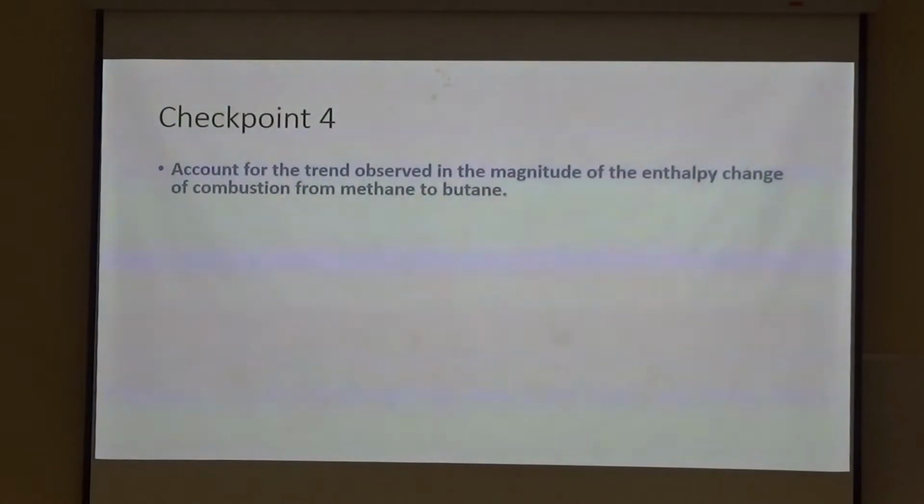Okay, this is talking about the combustion. If you look at page 6 of your lecture notes, all the combustion values are given there, and you notice that there is actually a trend, all the way from methane to butane. Can you take a look at the trend and suggest an explanation for it? Each molecule is increased by a CH2, if you notice.